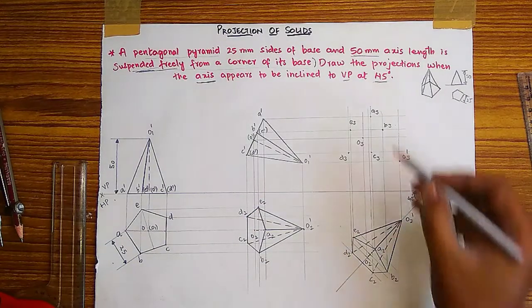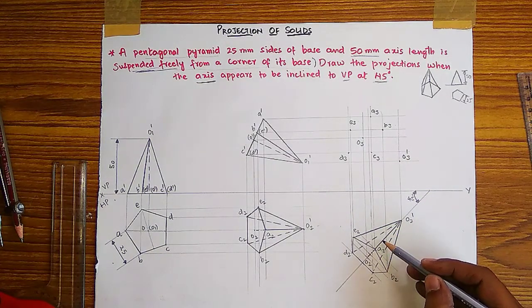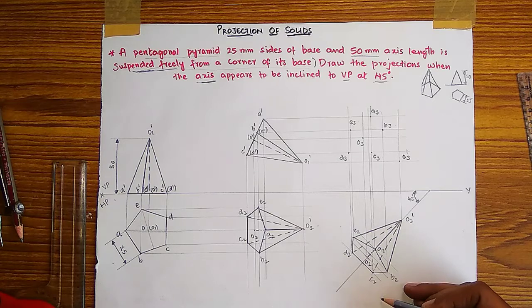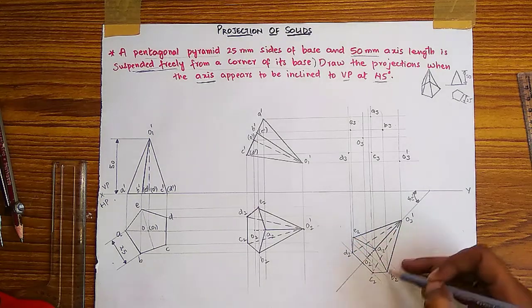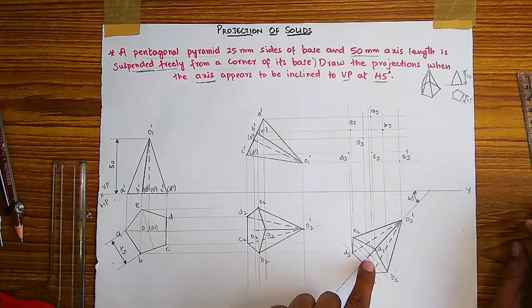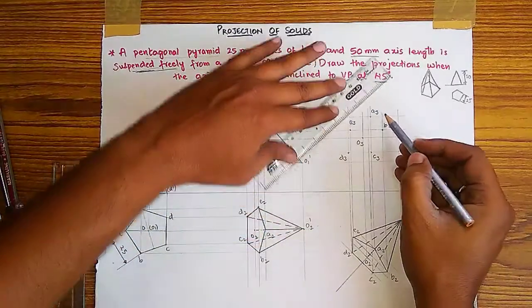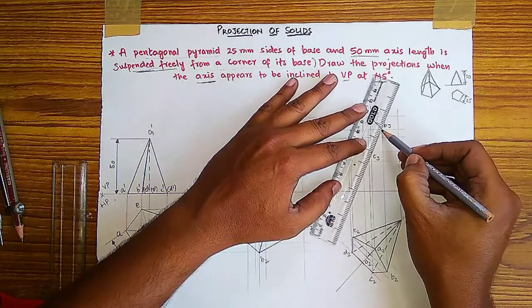So now after marking the points, you have to see this pentagonal pyramid from downwards. First you have to see this pentagon, it is visible. These pentagon points are here. So if it is visible, you have to do it dark. A to B, B to C, C to D.